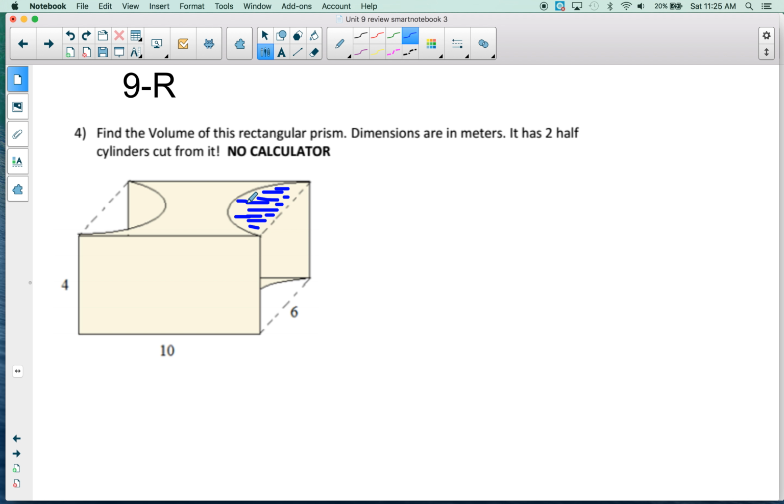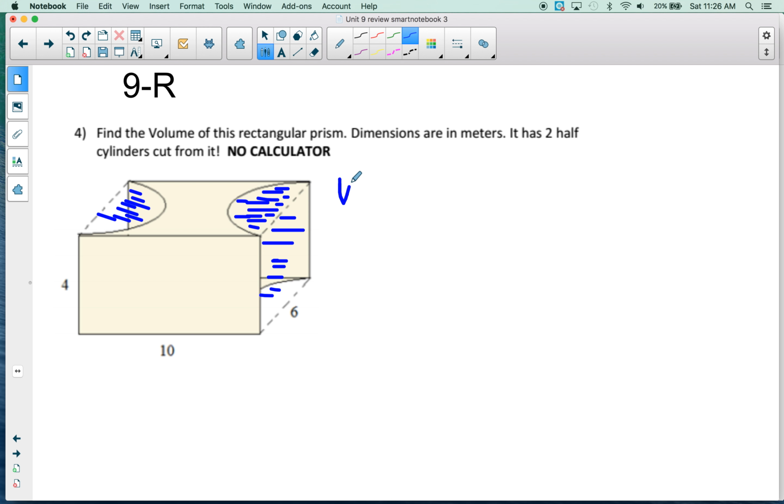And this volume, in other words, all of this air in here, see it? All this air in here, and all of this air in here, they're both half cylinders, but there's 2 of them. So really, all you're doing is taking the volume of a rectangular prism minus the volume of a cylinder, okay? So let's do that.